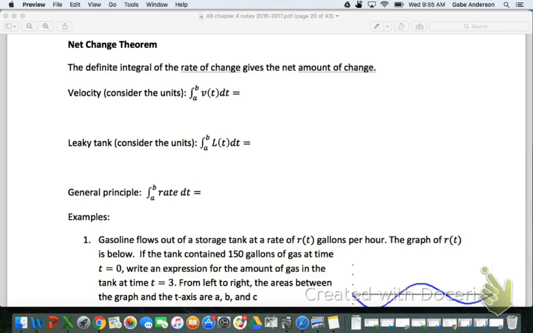So here's the basic premise right here. The definite integral of a rate of change gives the net amount of change. So let's talk real quickly about units. Rate of change. What kind of units come to mind when you hear rate of change?